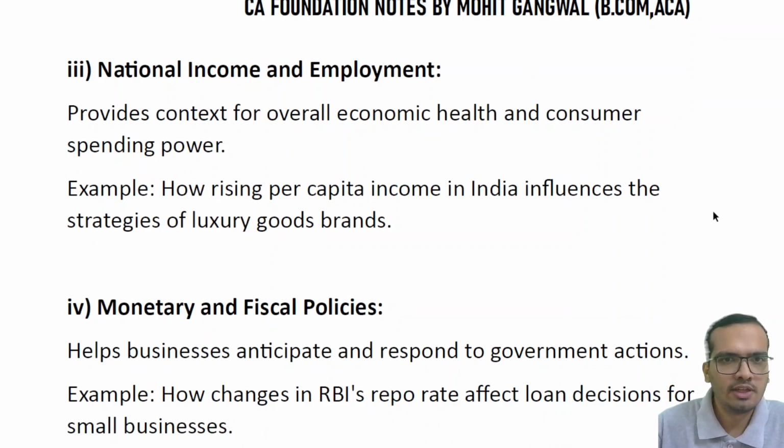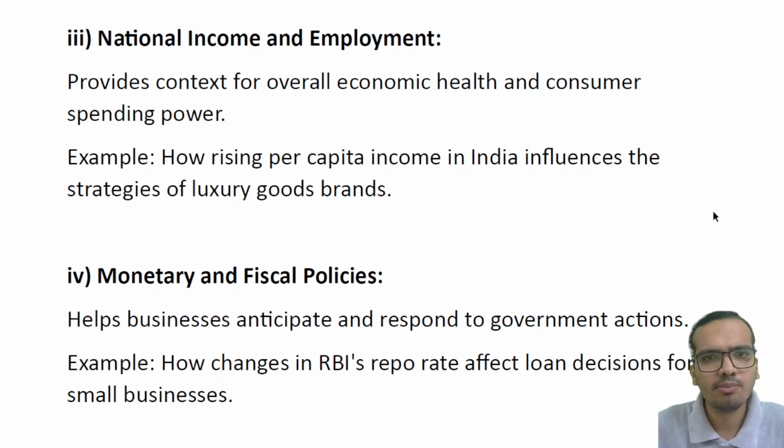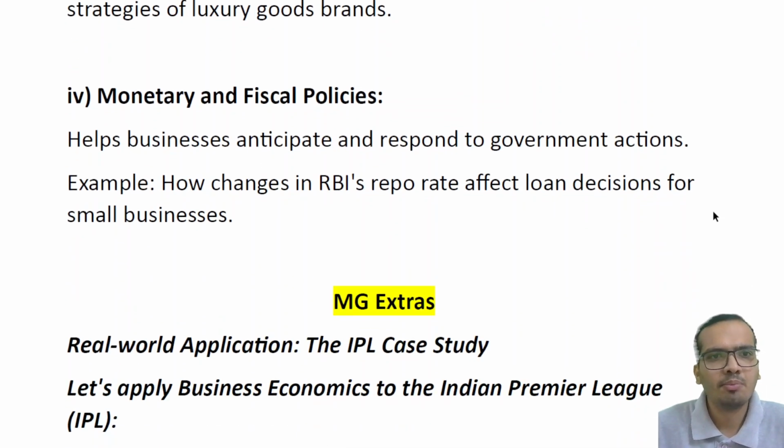So third is national income and employment. It provides context for overall economic health and consumer spending power. Example, how rising per capita income in India influences the strategies of luxury good brands. And fourthly, monetary and fiscal policy. It helps businesses anticipate and respond to government actions. Example is how changes in RBI's repo rate affect loan decisions for small businesses.